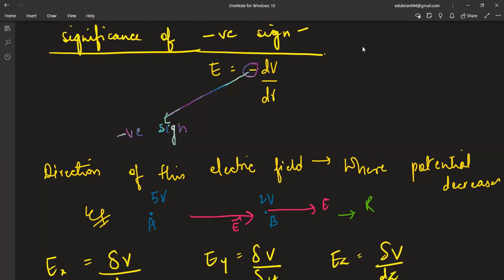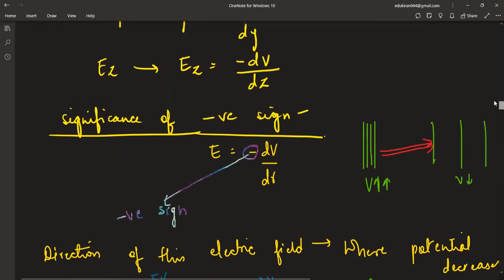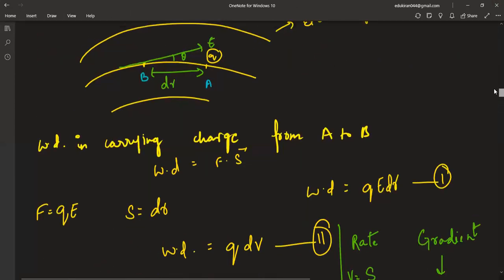Even through electric field lines, if I tell you potential is very high in this region and potential is quite less in this region, so the direction of electric field will be towards the lower potential, and since this is opposite, that's why we put a negative sign. Now class, remember what all things are asked as a theory part.